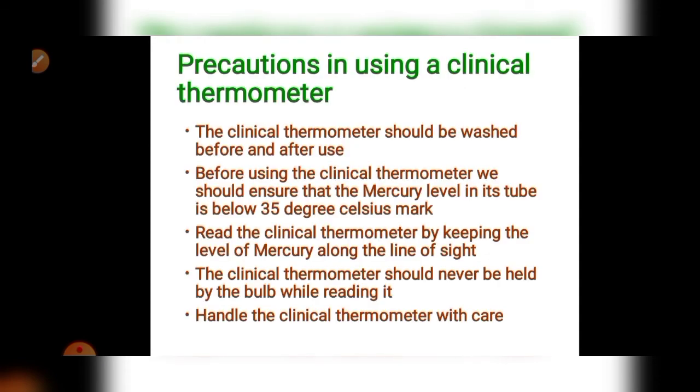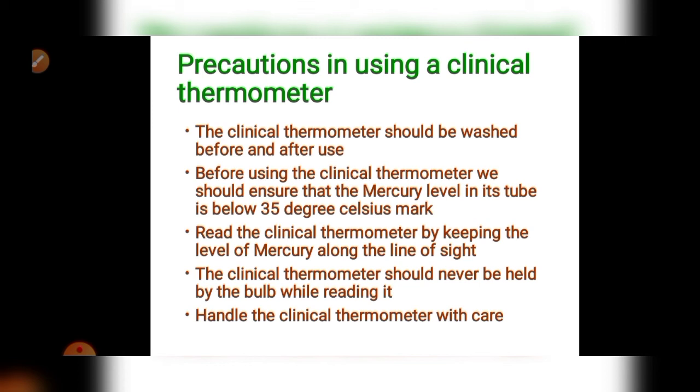Now, we'll discuss precautions in using a clinical thermometer. The clinical thermometer should be washed before and after use, preferably with an antiseptic solution. Next, before using the clinical thermometer, we should ensure that the mercury level in its tube is below 35 degrees Celsius. Never hold a thermometer by its bulb.